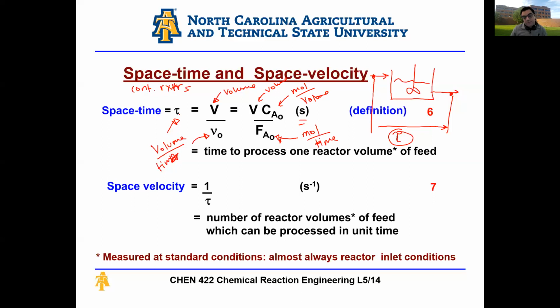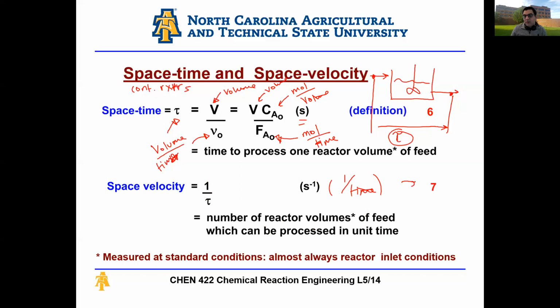The second parameter we're going to introduce is called space velocity. Space velocity is usually denoted as 1 over tau, has units of 1 over time, and it's the number of reactor volumes of feed which can be processed in unit time. So it's basically the reverse of space-time.